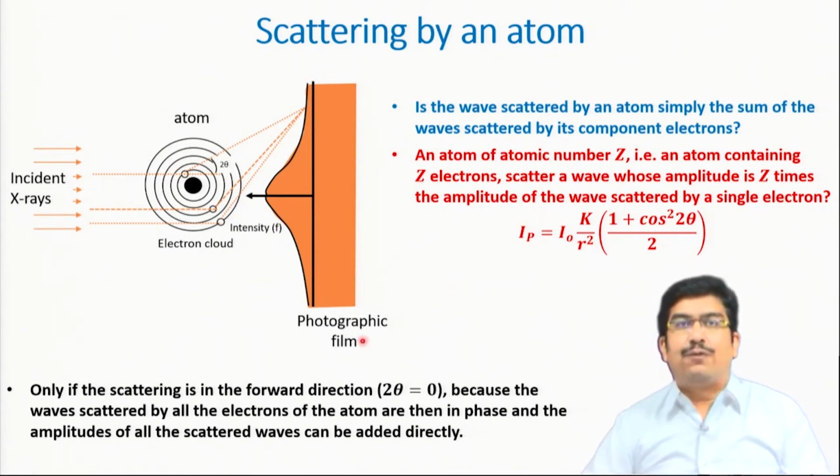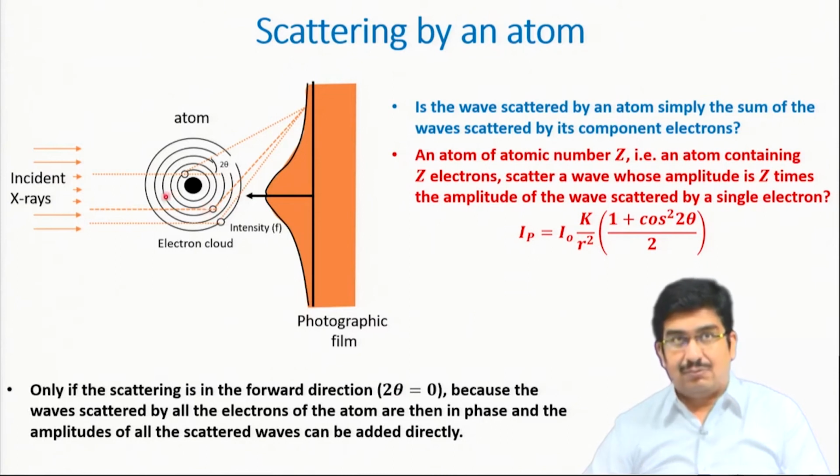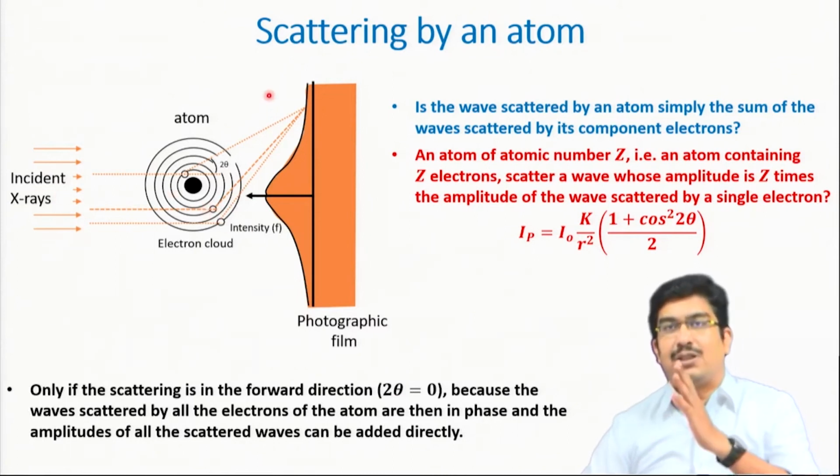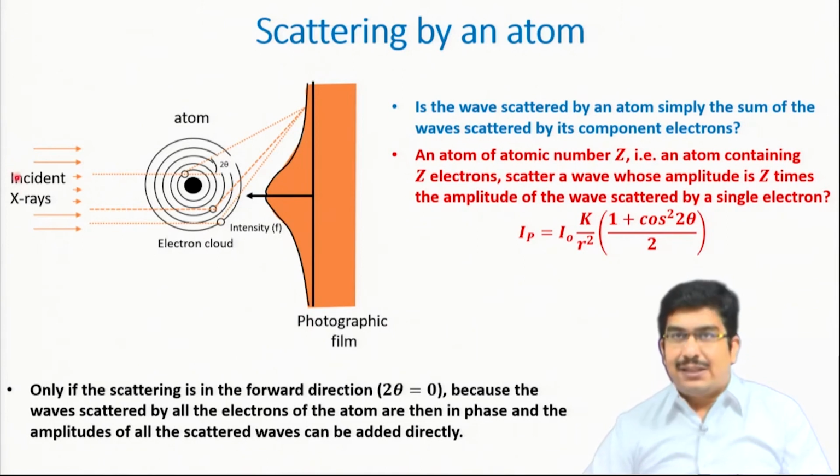Point is, if you put a photographic plane here, what you will see is that it depends on the direction. If you put a two-dimensional photographic film here, you will see that only in the forward direction the intensity is highest, and in any other direction the intensity goes down. So that means this intensity that we have collected here definitely has a relationship with the angle that the scattered beam makes with the incident X-ray.